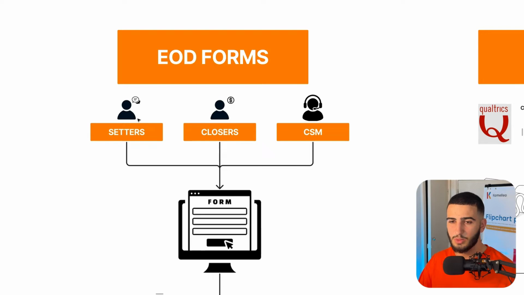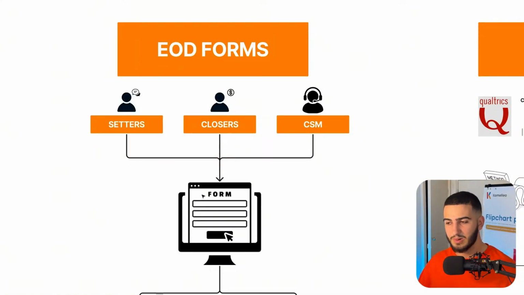So the way this kind of automation works is quite simple. You basically have different forms for different people, right? So for example, a different form for your appointment setters, a form for your closers, a form for your customer success managers, and you're basically prompting them at the end of the day to complete this form. And once they complete this form, you do one of 2 things.